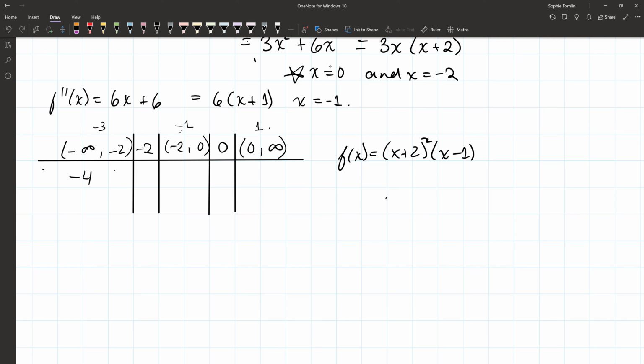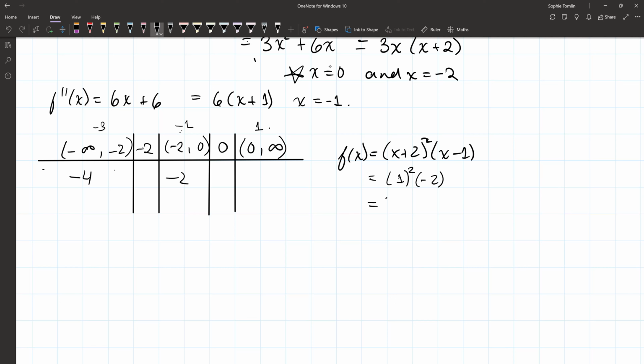Next, we're going to do our -1. Again, we're going to have a positive 1 here this time, squared. And then we're going to have -1 minus 1, which is going to be -2. And so that's going to be -2 here.